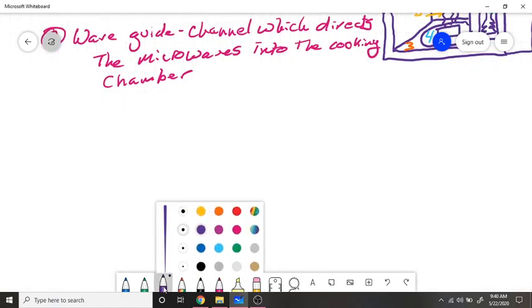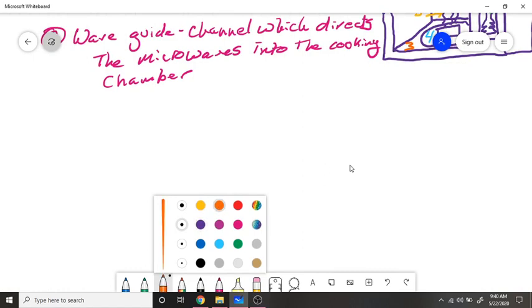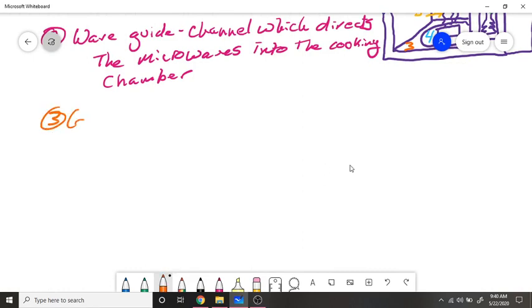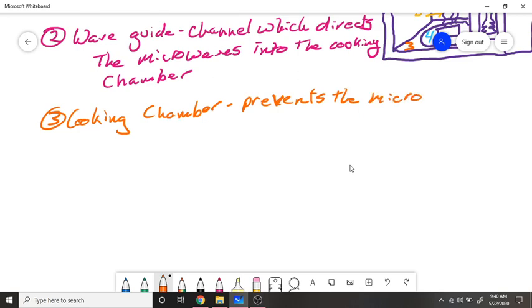Our cooking chamber is number 3. Our cooking chamber prevents the microwaves from escaping the chamber.